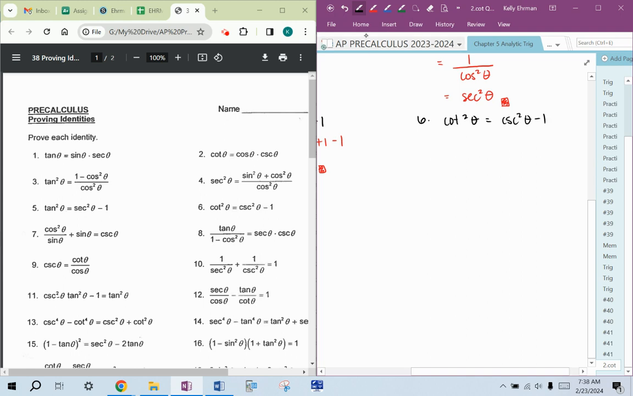All right, here's number 6. Same idea. This is a rearranged Pythagorean, so if I want to prove it, the one that I have is cotangent squared theta plus 1 can replace cosecant squared, and then there's a minus 1, and that's equal to cotangent squared.